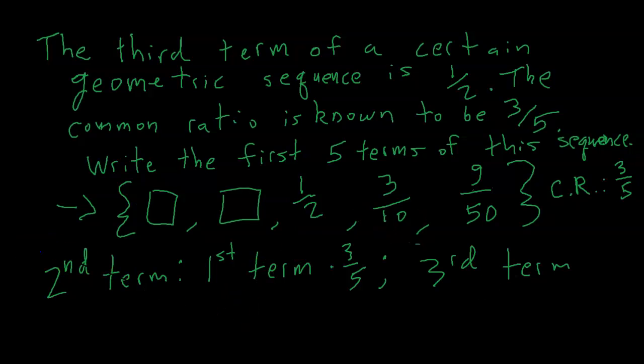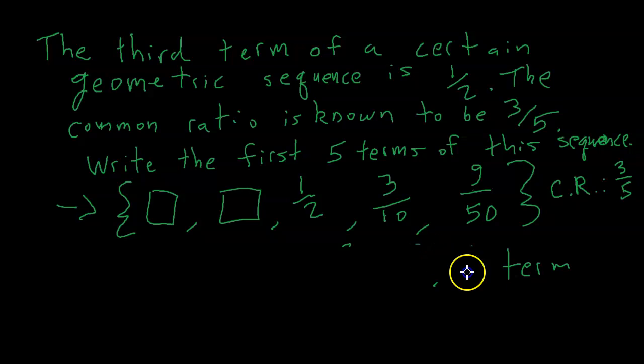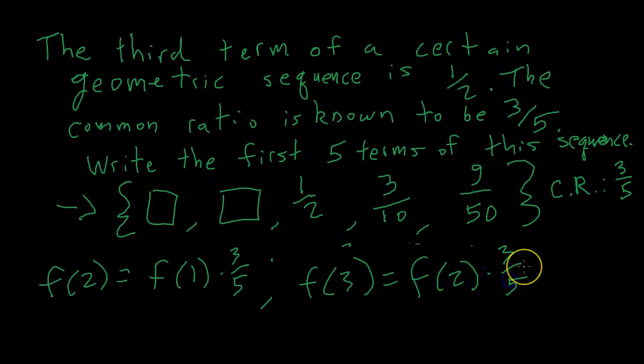In the interest of space, let's employ some efficient notation. Our second term is our first term times our common ratio, 3/5. And our third term is our second term times the common ratio, 3/5.